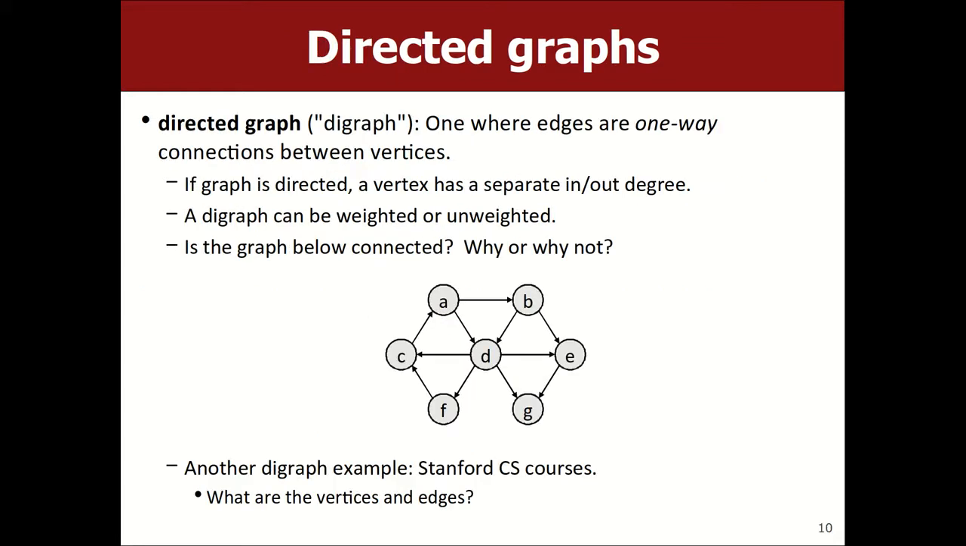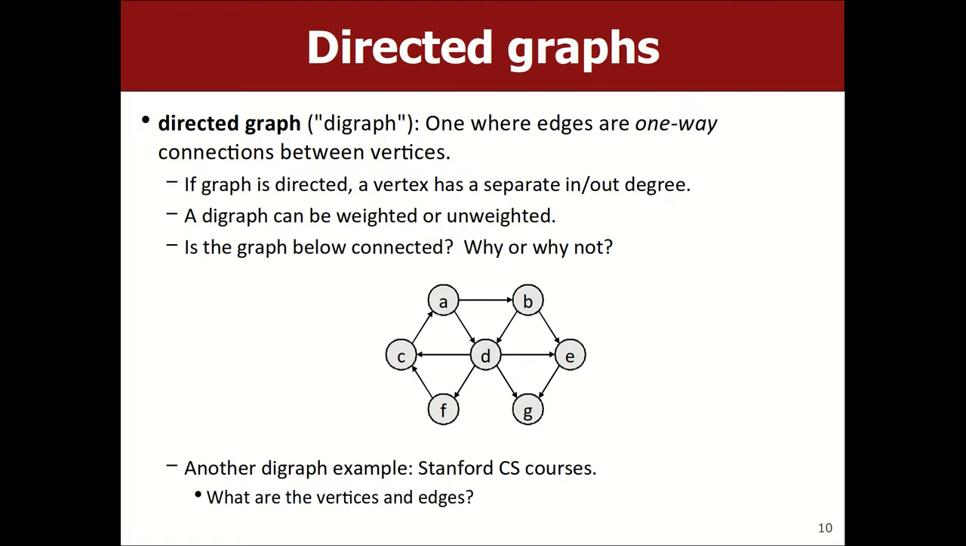Some graphs are what we call directed graphs. A directed graph means that the edges only go one way. So this picture here, typically we draw it as little arrowheads. Like A has an edge that goes to B, but it only travels that way. If you want to go from B to A, there doesn't happen to be an edge to do that, so you can't go that way.